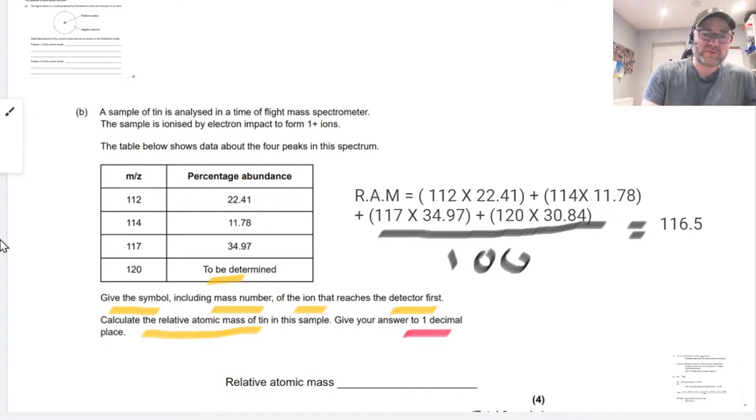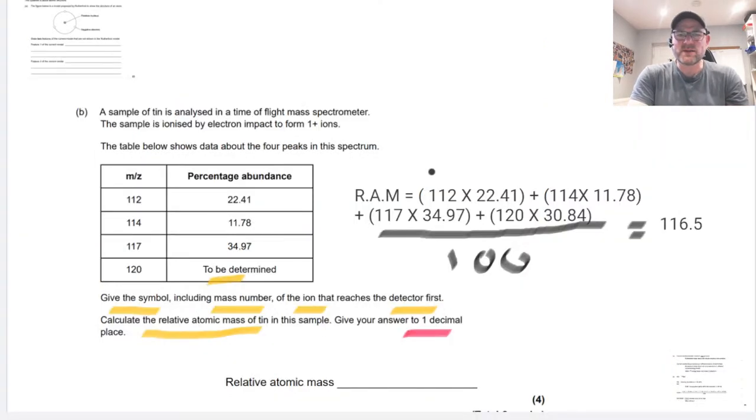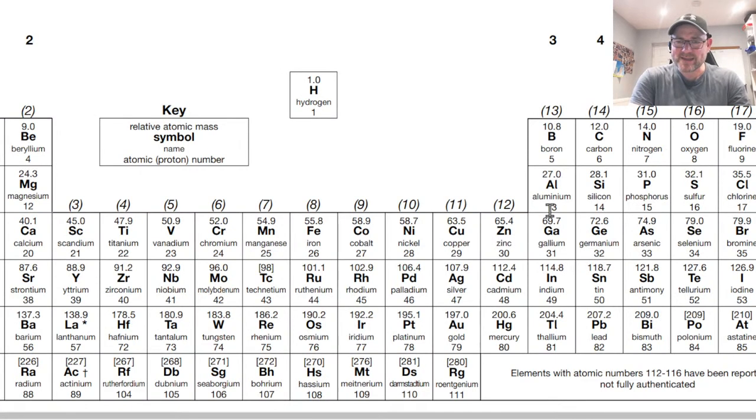The other two, let's go to the periodic table. Can we identify this element? Boom. 116. Which element's got a mass of 116? Oh, they told us it was tin, right? We don't need to identify it. They said it was tin. So the symbol for tin is Sn.